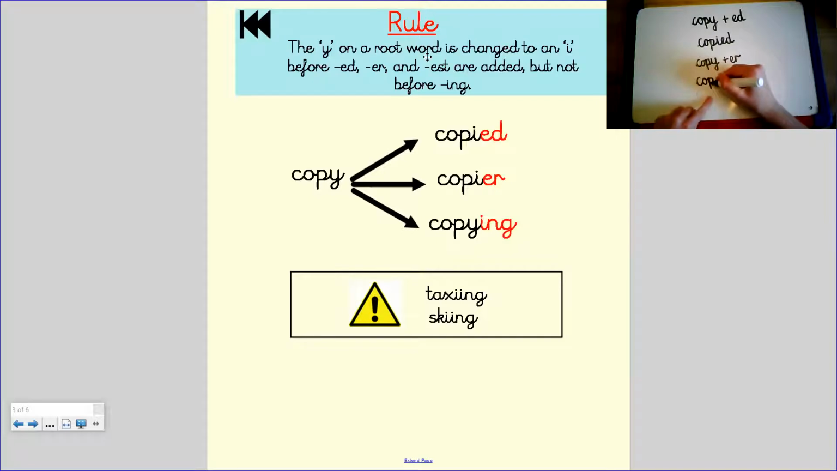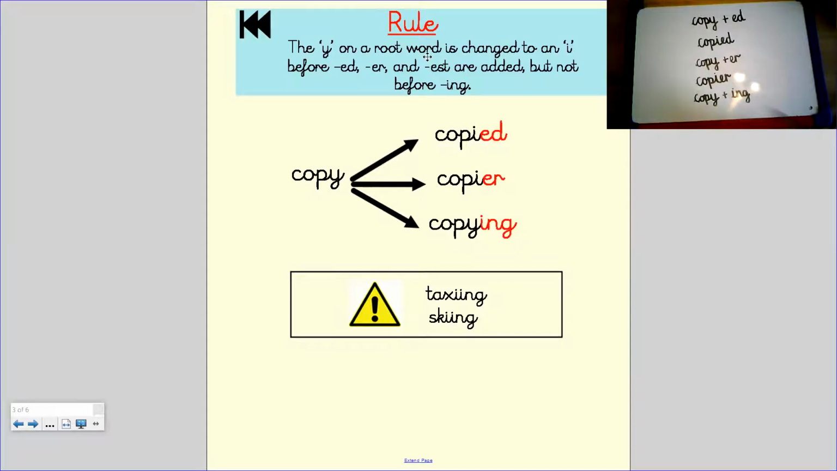Remember not to write the y, Miss McCabe, change it to an I, and then add your suffix er, copier. Okay, last one, copying. So I have my root word, I'm going to squeeze this one in, copy, and ing. Remember, Miss McCabe, this one's different because you don't change the y to an I when you're adding ing.